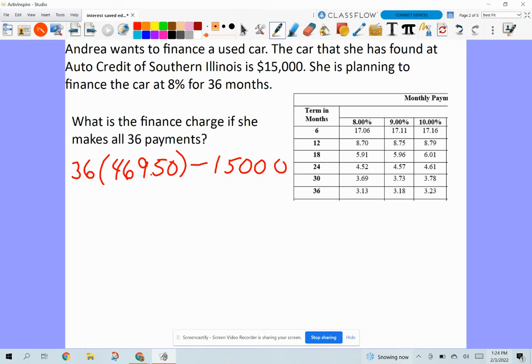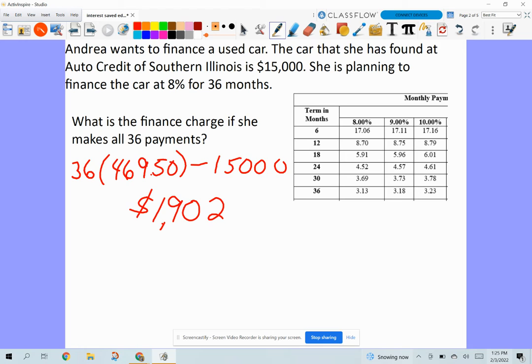So 36 times 469.50. And I'm going to subtract $15,000 from that. The finance charge, the extra money that she pays to the bank, is $1,902. That's a comma, not a period. Okay, so she's paying back almost $17,000 back to the bank when she only borrowed $15,000. That's how banks make their money.